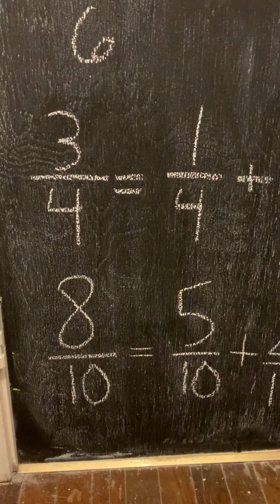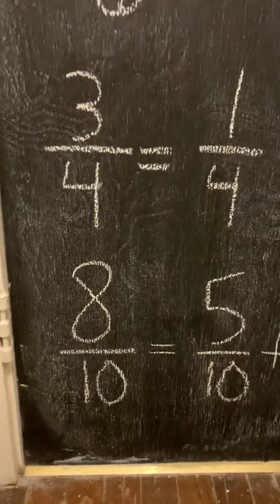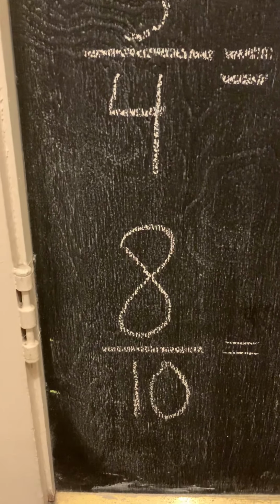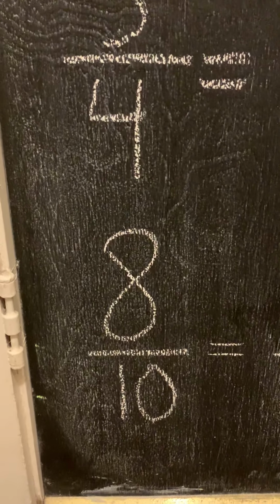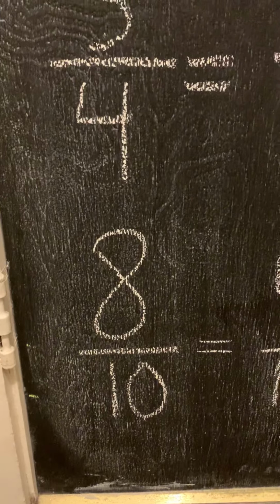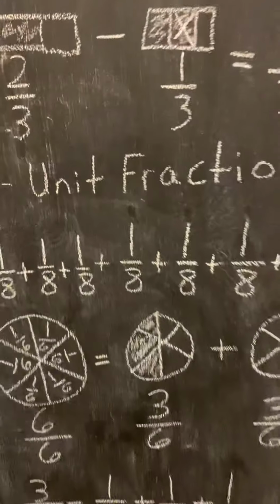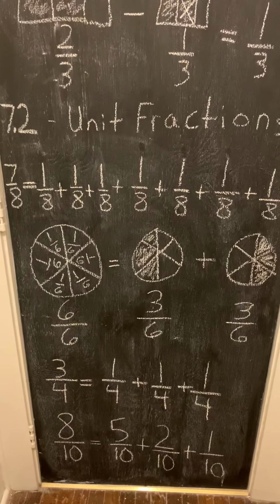Think about it for a second. Yeah, you could do 4/10 plus 4/10 to equal 8/10. You could do 5/10 plus 3/10 to equal 8/10. You could do 7/10 plus 1/10 to equal 8/10. So ultimately, we're just looking at what they call decomposing a fraction, just kind of taking a fraction apart.